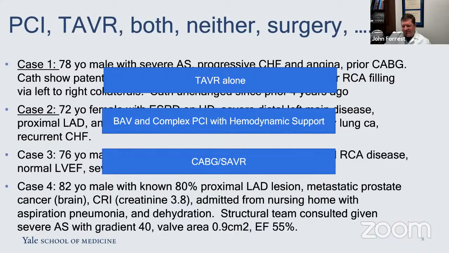And I'll take the last one here as we move on. So this is our 82-year-old with metastatic prostate cancer, renal insufficiency, and comes in with a pneumonia and dehydration. And we see a lot of these. I think we see more than we realize.